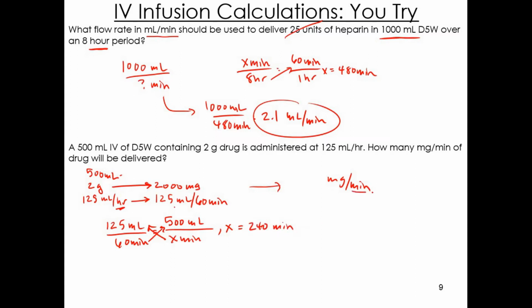So now we have the bottom. We have the number of minutes it takes to deliver the whole volume. And actually we have the milligrams too. We have 2,000 milligrams total. So 2,000 milligrams divided by 240 minutes, and that is 8 1/3 milligrams per minute.